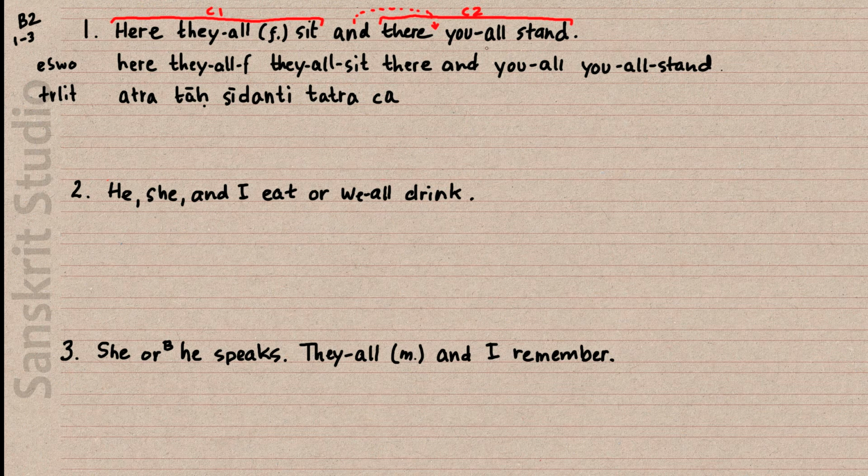And then I forgot it myself here, but we should always on the eswo line make things explicit, so we can prove to our teacher that we know it's not just a coincidence that "and" ended up there. It's because it's syntax C. Okay, so "and", so ca, and then you all, yūyam, and then you all are standing, so it's tiṣṭha, and then comes the dental ta there, and then that's it.